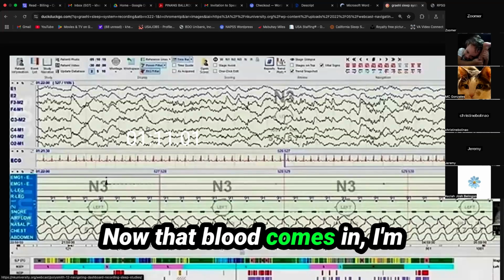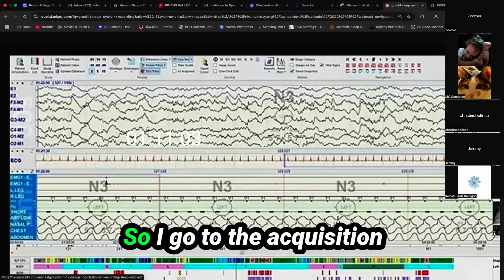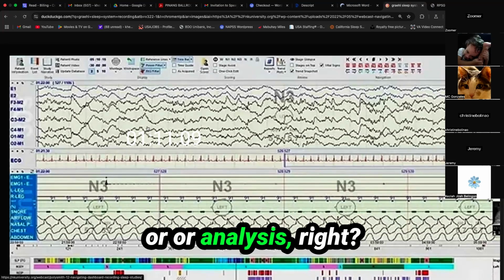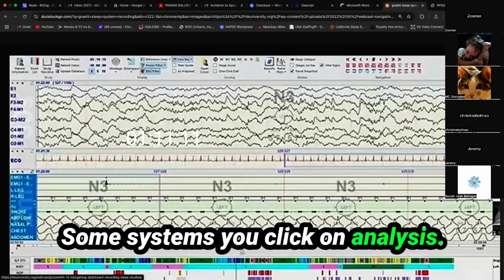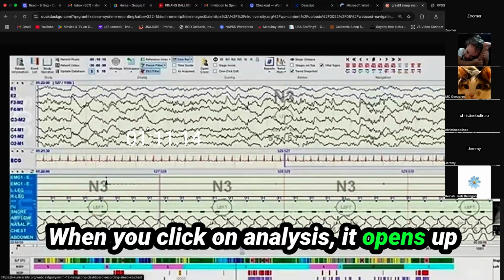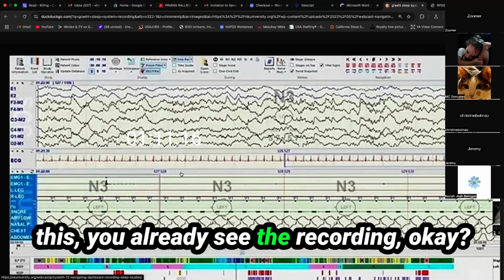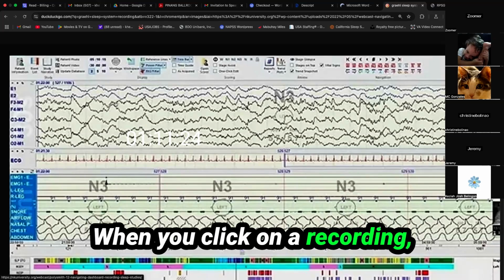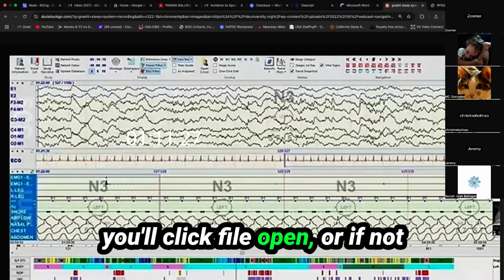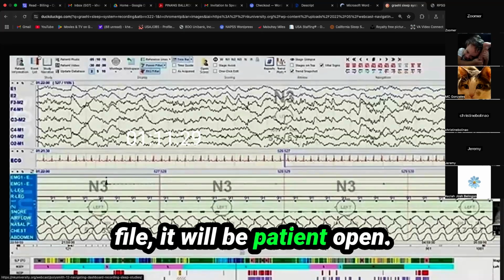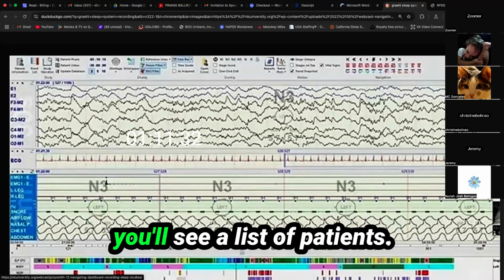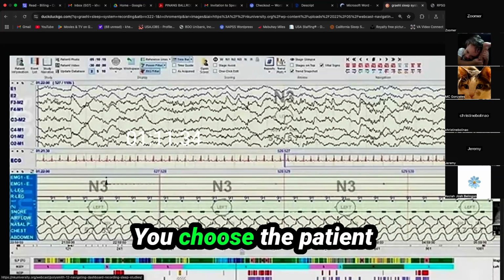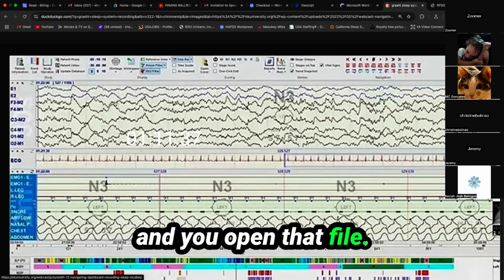Now that Vlad comes in, I'm the one scoring the study, so I go to the acquisition or analysis, right? Some systems you click on analysis. When you click on analysis, it opens up this. You will already see the recording. So this is true in all sleep systems. When you click on a recording, you will click File, Open, or if not File, it will be Patient, Open. When you click Open, you'll see a list of patients. You choose the patient and you open that file.